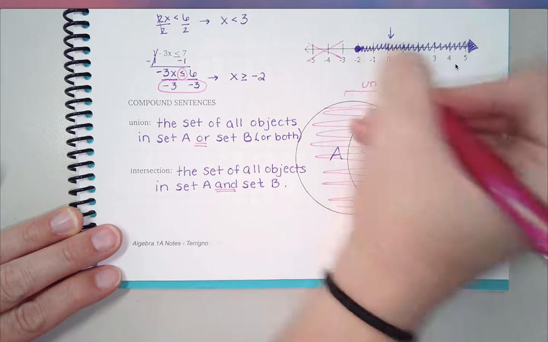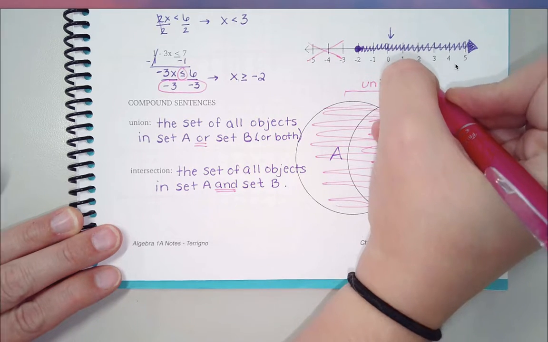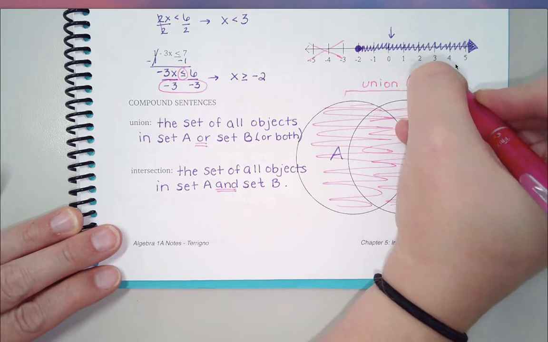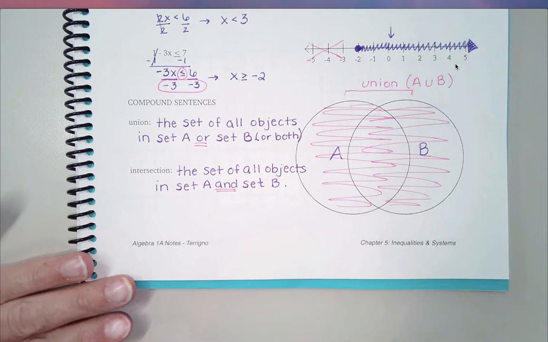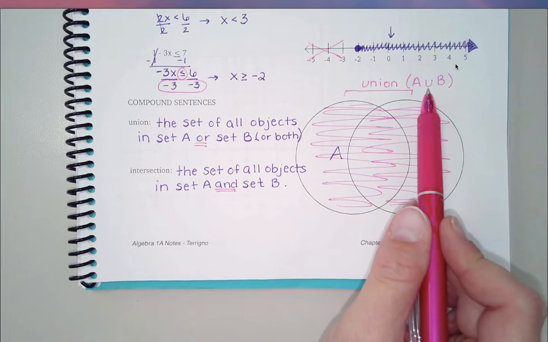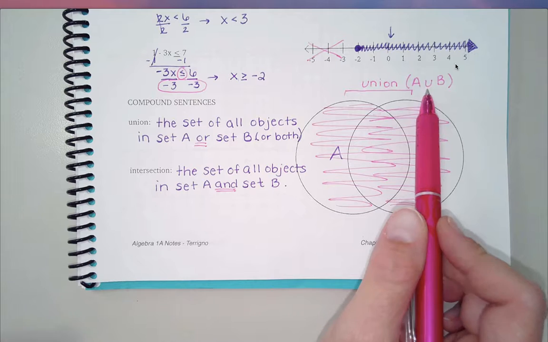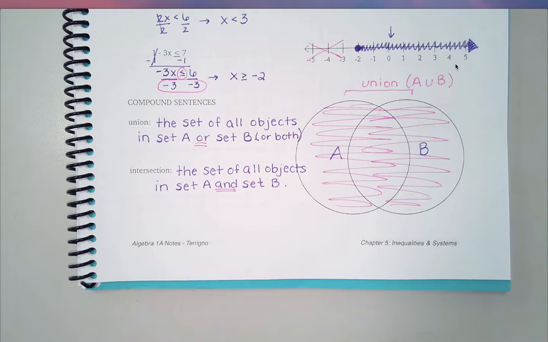There's a symbol that we use for union, by the way. I would say A, and then I use this symbol that kind of looks like a U for union, B. This symbol right here means union, and you're going to need to know that on the next page, okay, and on your homework tonight.